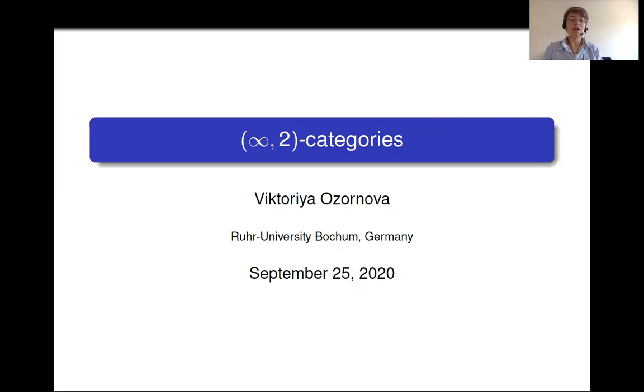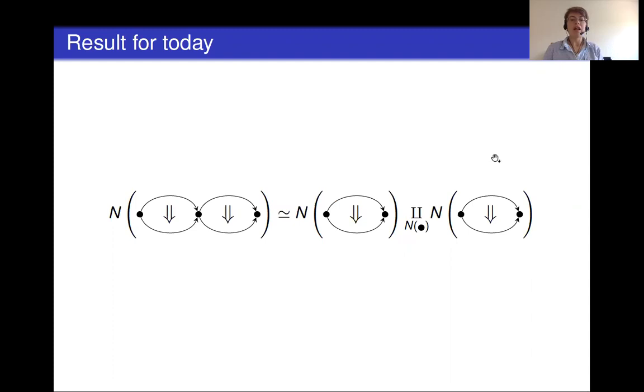Today I want to tell you about one of my favorite projects about infinity two categories, or more precisely about a comparison of models of infinity two categories. So the statement, or one of the statements I want you to understand at the end, is the following one. And it encodes how compositions in infinity two categories work. Before we can go there, let's remind ourselves about categories and infinity categories first.